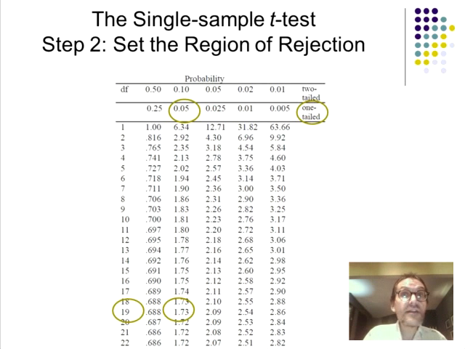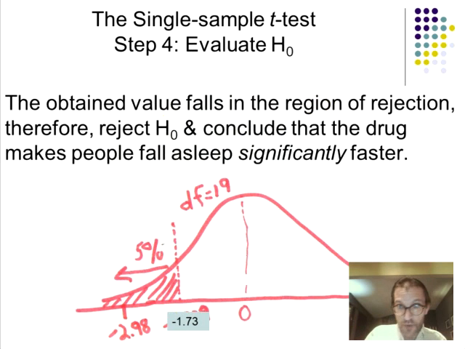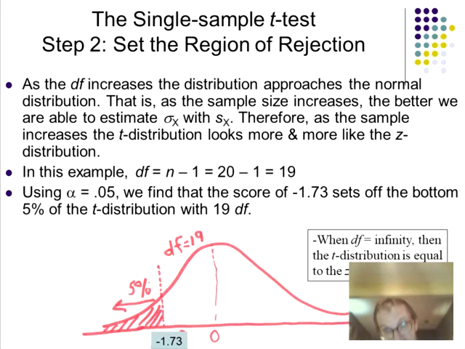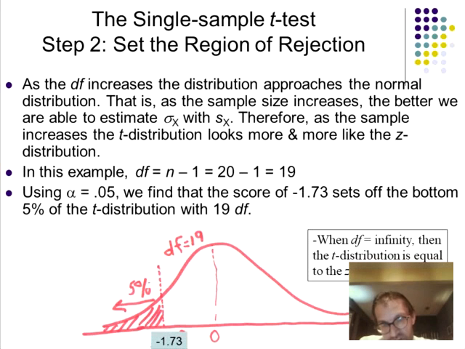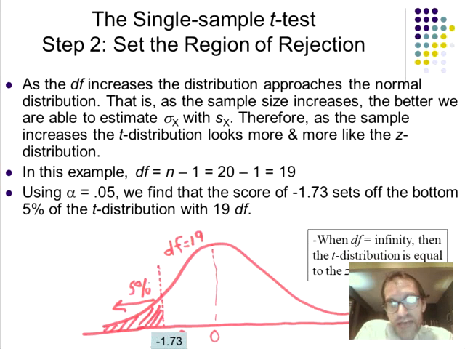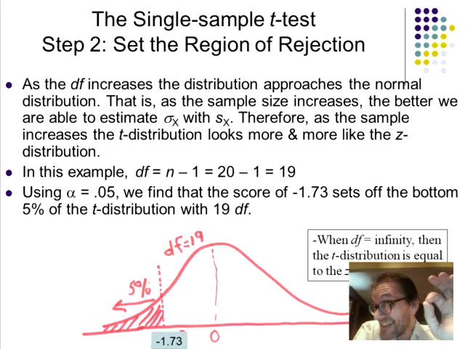Or more specifically, because we are all sophisticated now, negative 1.73, because remember, faster time to fall asleep. And so you see what I've got here is this distribution that you're looking at. For all practical purposes, it looks like I drew a z distribution, and it basically is.